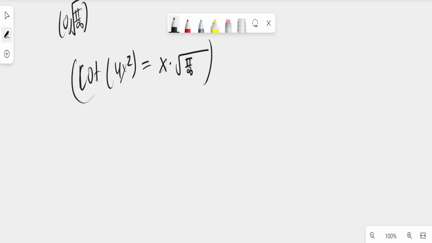So is this correct? Or am I missing anything? Oh, I'm missing one thing. Okay, now is it correct? Okay. So this term over here would just be the derivative of the outside, chain rule. It's the derivative of the outside.